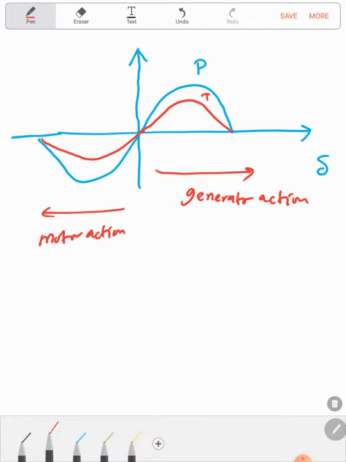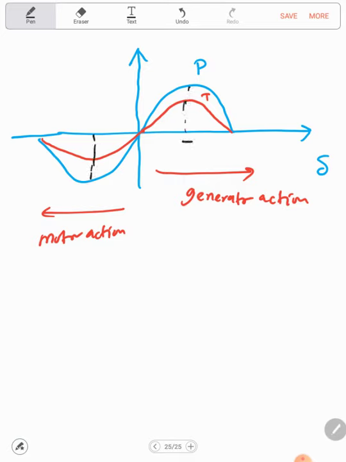Now the maximum power or the maximum torque will appear at pi over 2 and minus pi over 2.